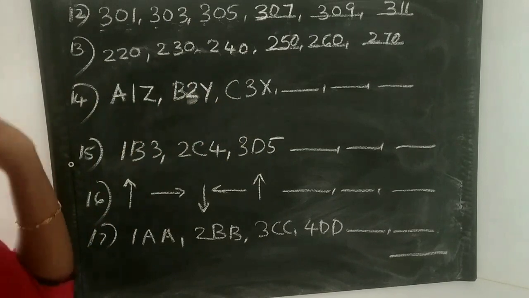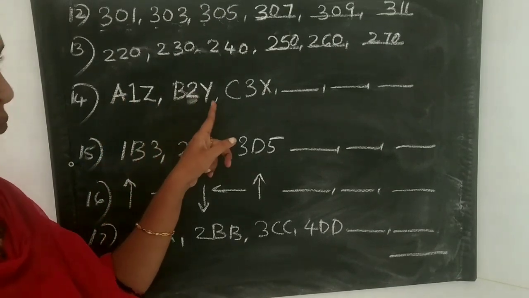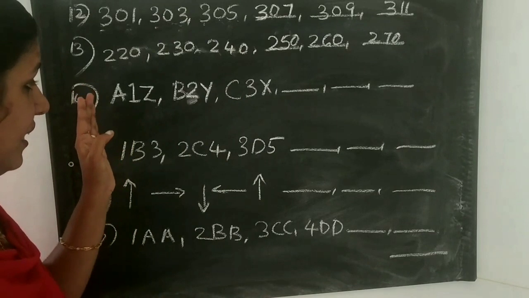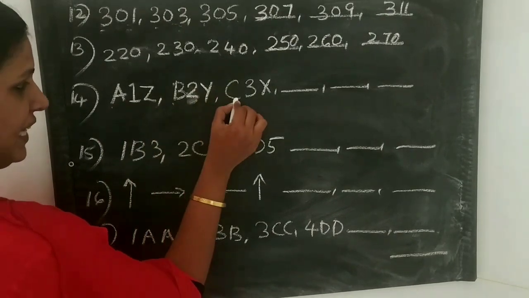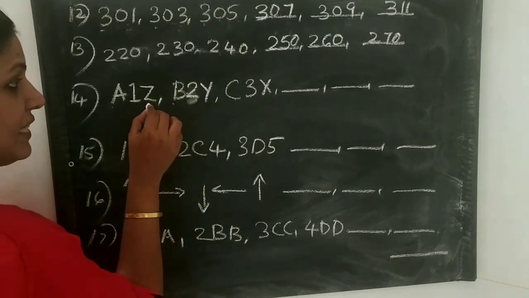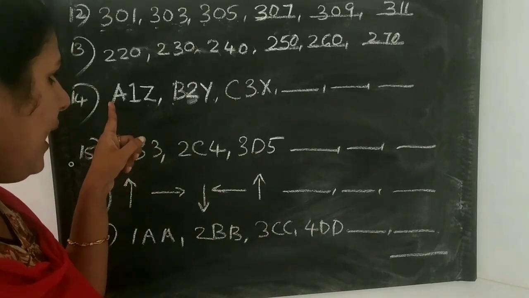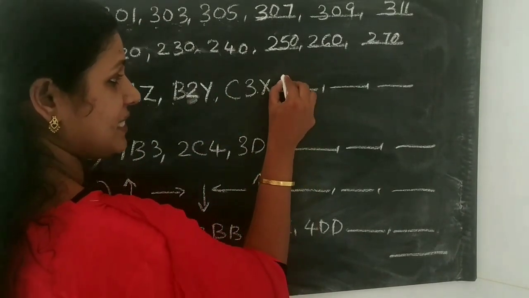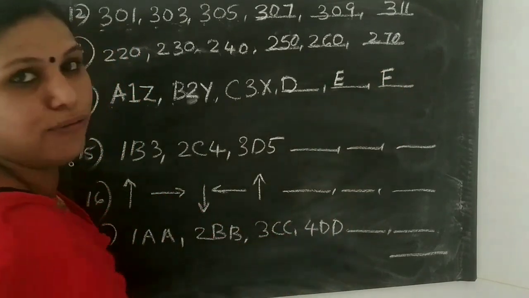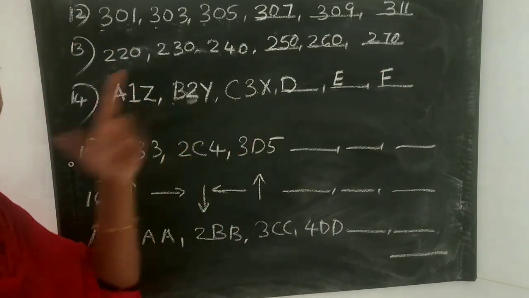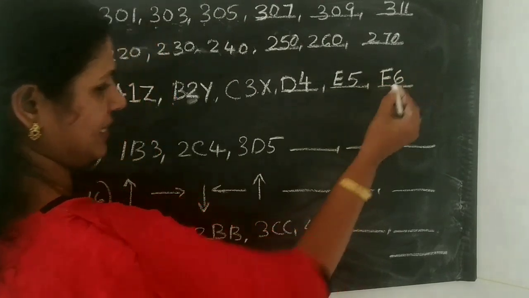See, here, alphabets and numbers are also there. Here, A1Z, B2Y, C3X. Here, this follows a special rule. That is, see children, here A, B, C. 1, 2, 3. Then, Z, Y, X. It's in backward counting, reverse order. So, we have to find what the next is. A, B, C. The next is D, then E, then F. Then 1, 2, 3. The next is 4, then 5, then 6.